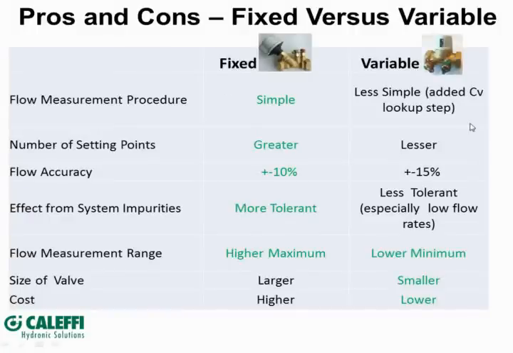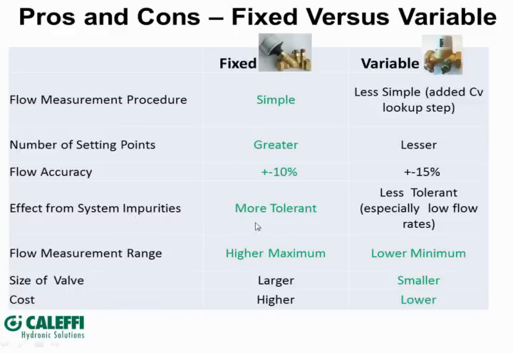So speaking of which, here's a matrix that gives a quick view of one valve versus the other type of design in terms of pros and cons. First of all, flow measurement. The procedure for measuring the flow on a fixed Venturi is relatively simple versus variable Venturi, where there's an added step of looking up the CV value since it changes as a function of changing the knob. The number of setting points, adjustment points, on the fixed is typically greater and lesser on the variable, leading to a greater flow accuracy, a tighter accuracy on this type of valve versus a variable Venturi, as you can see here.